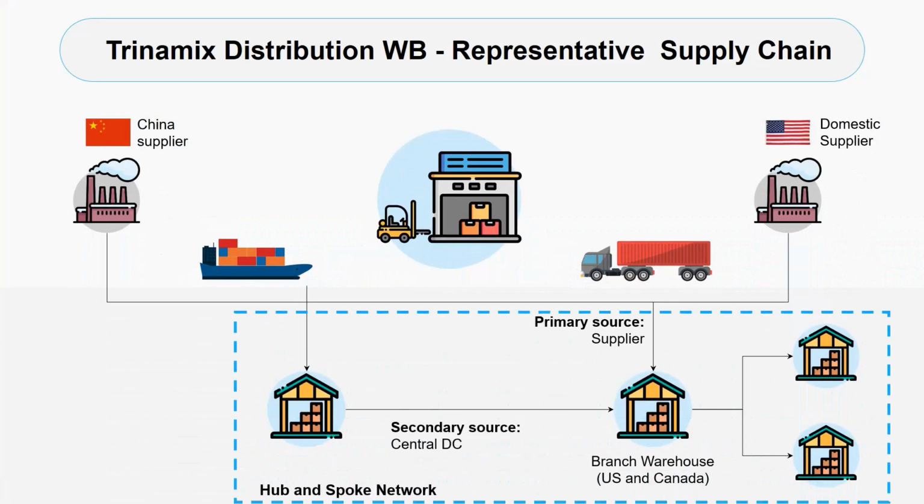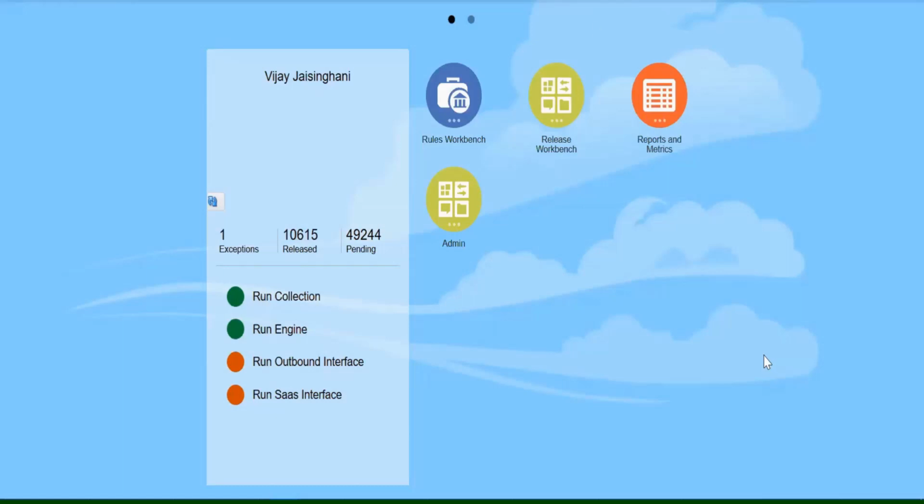The following demo of Distribution Workbench is based on the typical supply chain network for a CPG or distribution organization, as depicted here. Navigate to the Rules Workbench to set rules by supplier or supplier and org combination.